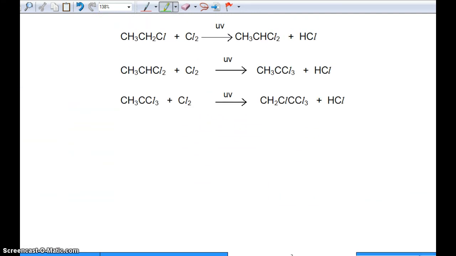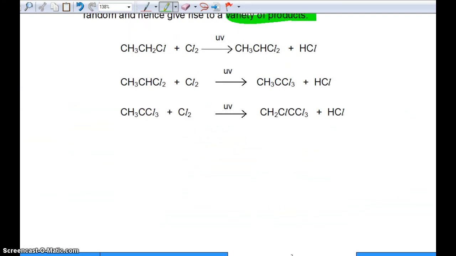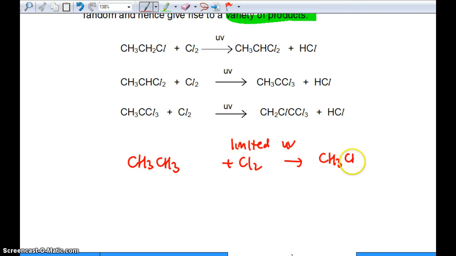So how to prevent this from happening? To prevent this from happening, usually we use limited chlorine. So if I exclusively just want to form monochlorinated ethane, then I should use limited chlorine. With limited chlorine, I have very little chlorine Cl2, so I will limit the chlorination process. Then I'll only get monochlorination.